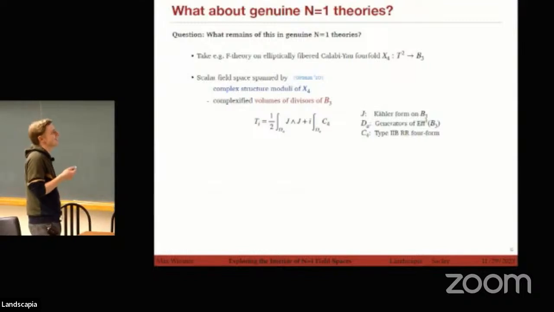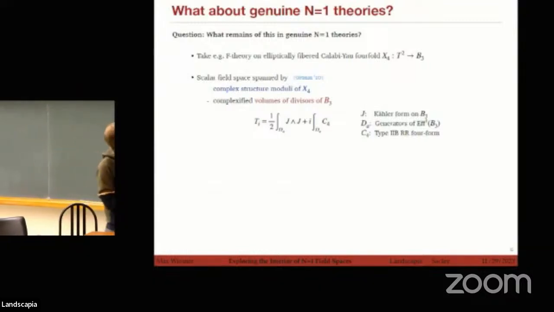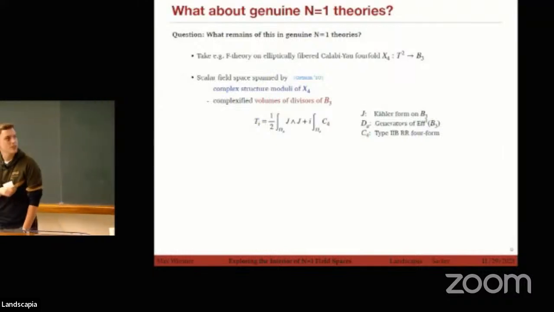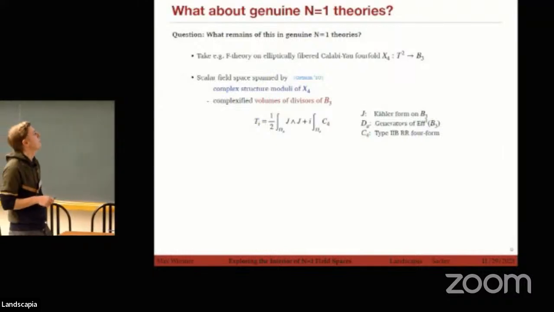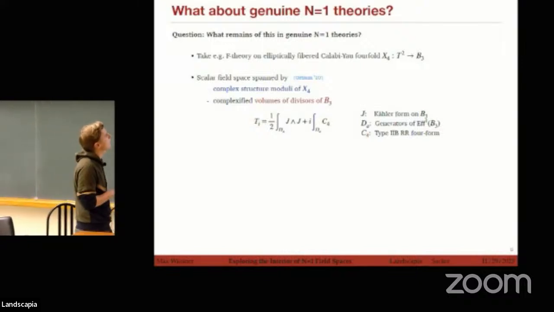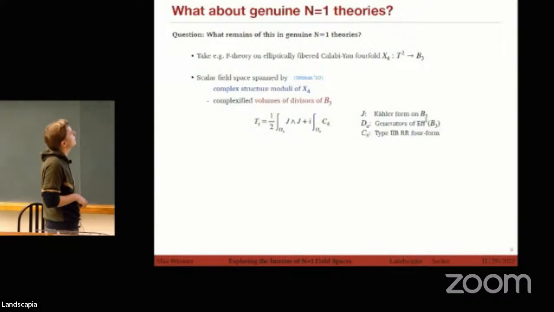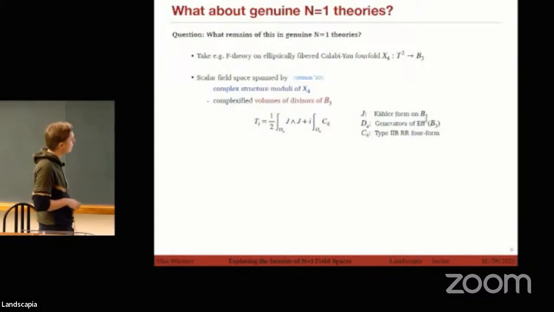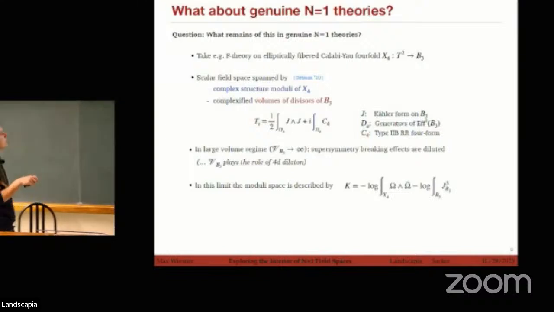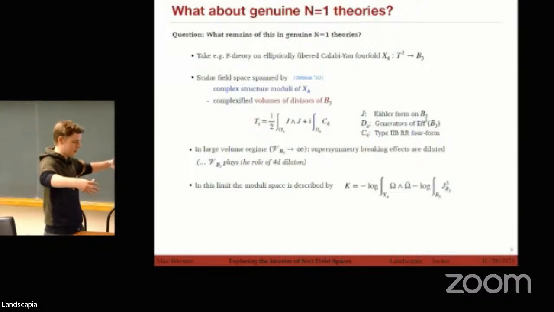I take the stance, okay, F-theory teaches us a lot. It gives us a genuine N=1 theory. So I look at F-theory on elliptically fibered Calabi-Yau fourfolds, so some elliptic fiber over some base B3. The scalar field space is then spanned by the complex structure moduli of X4 and the complexified volumes of divisors in B3.